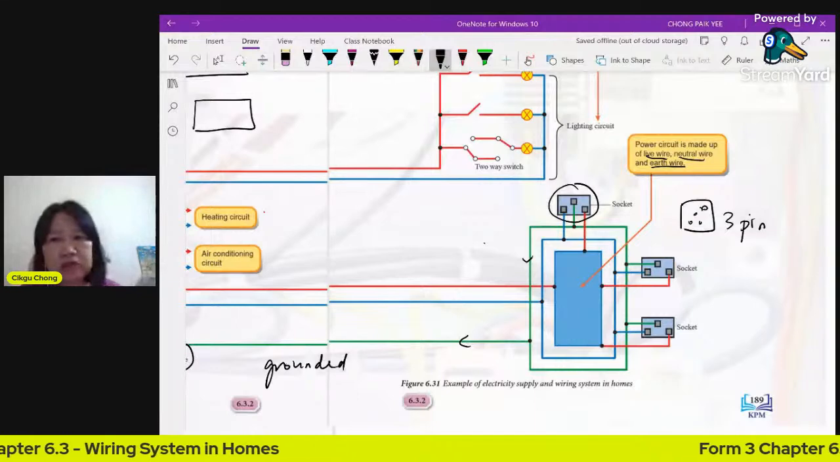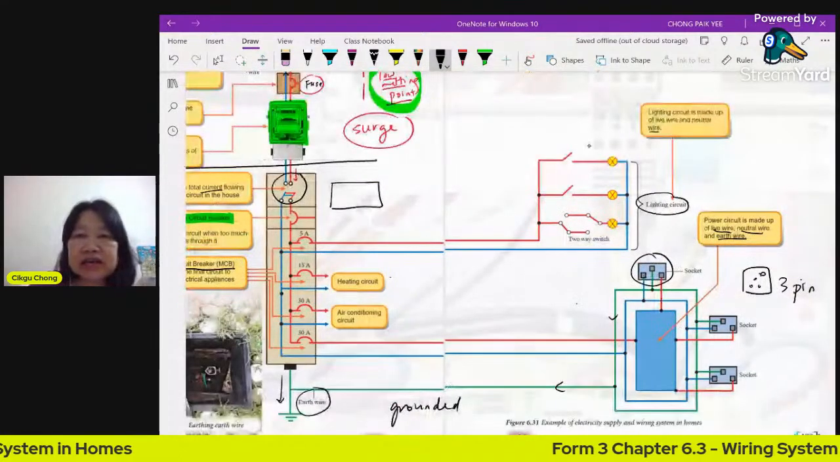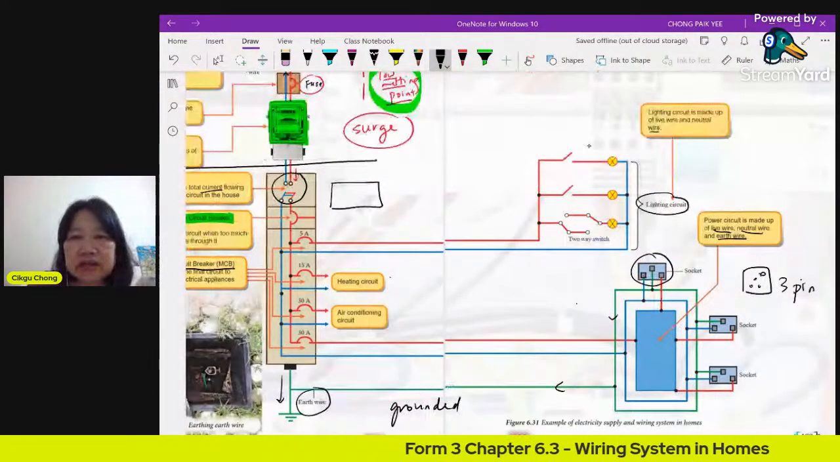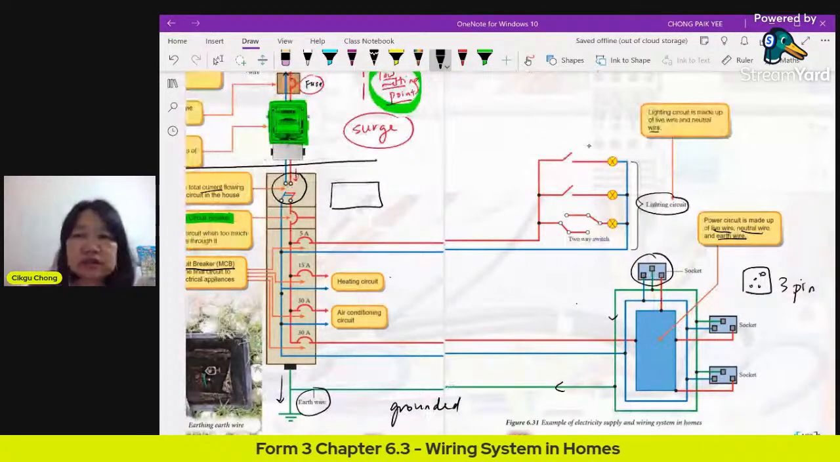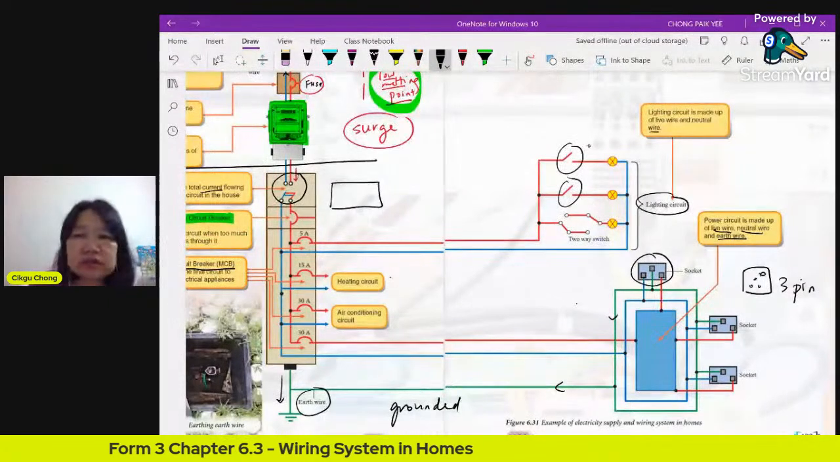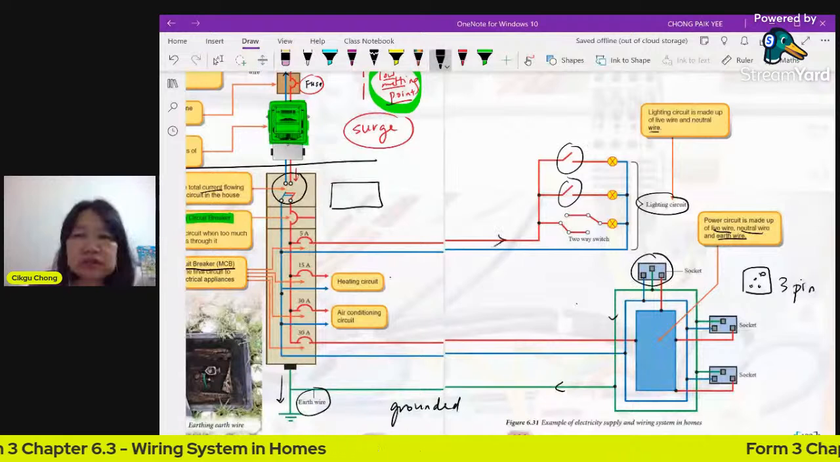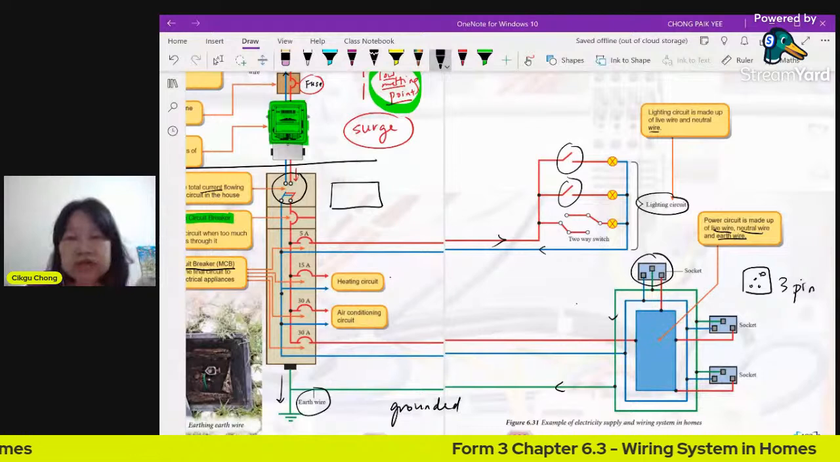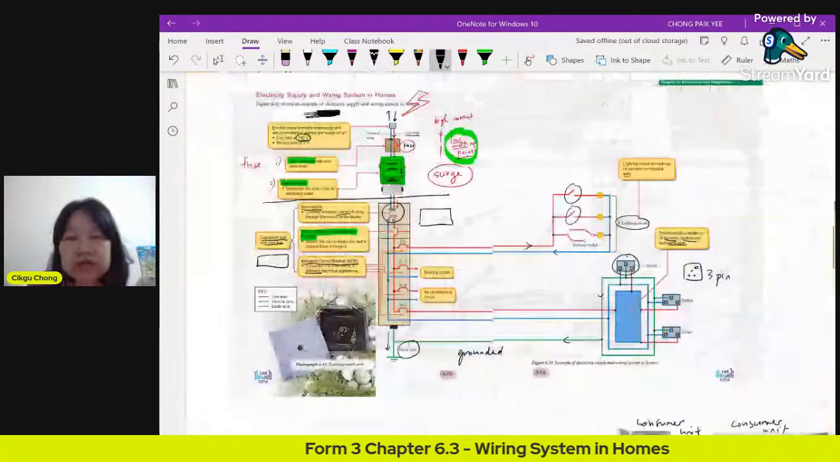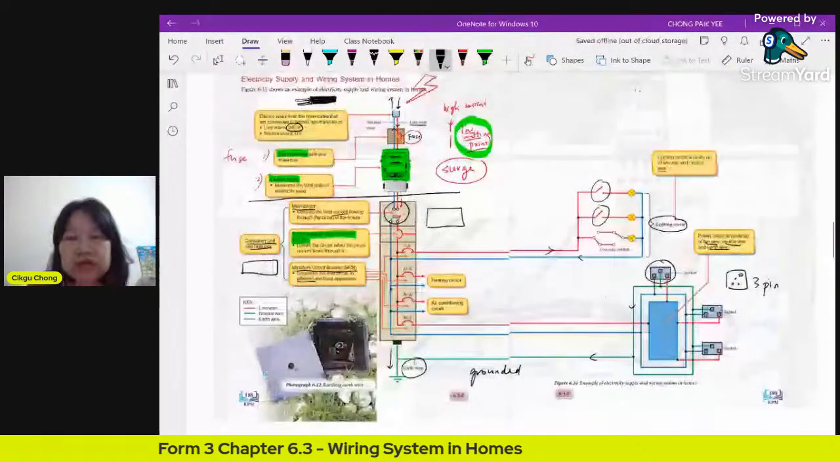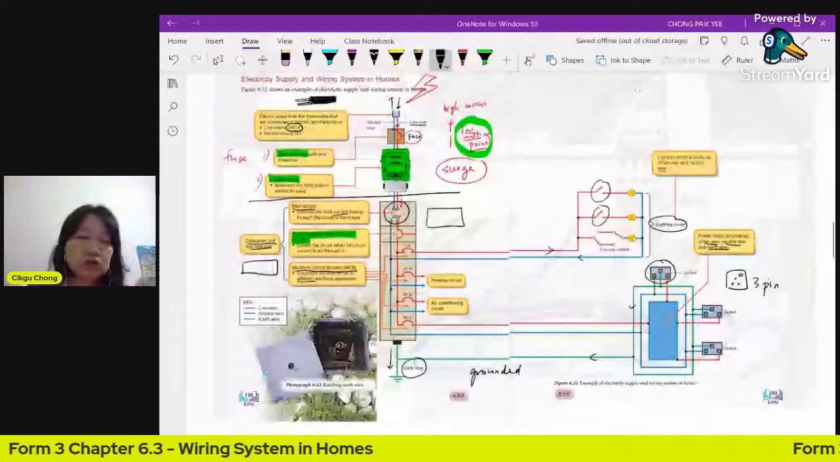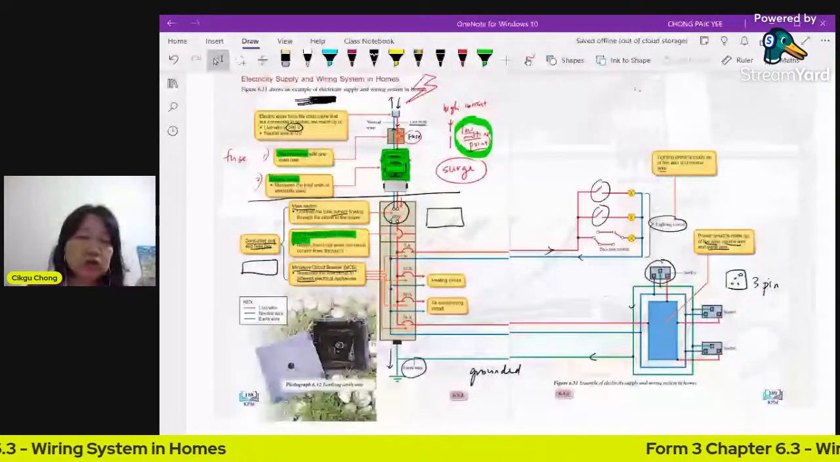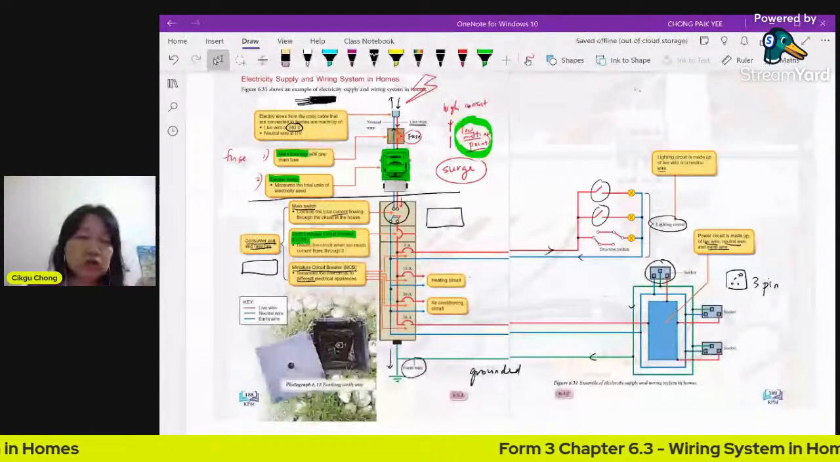Okay, and here is the lighting circuit. This is your lights here. So this is your switch. You want to switch on or switch off your lighting. This one uses your live wire, and this one neutral is to return back. Okay, so you can see here that you need to have at least your live and your neutral. The earth wire is an additional one for protection purposes. Okay, so this is how it works.